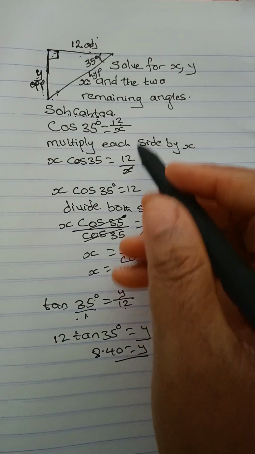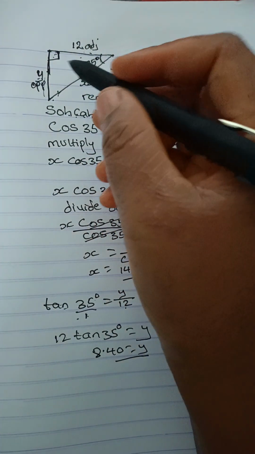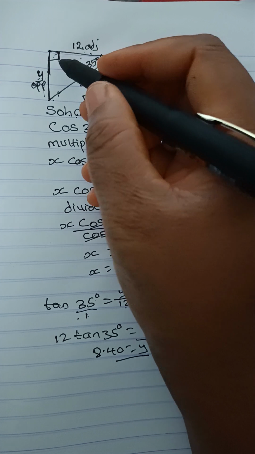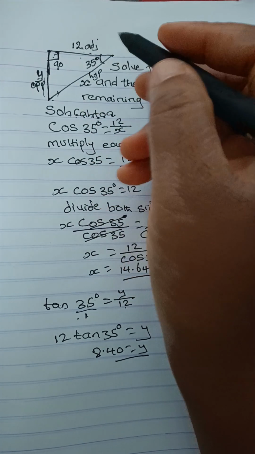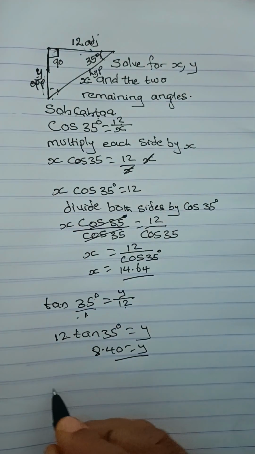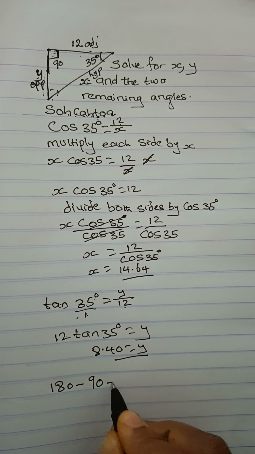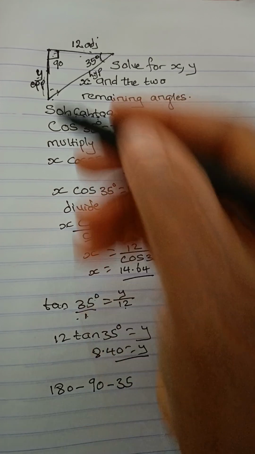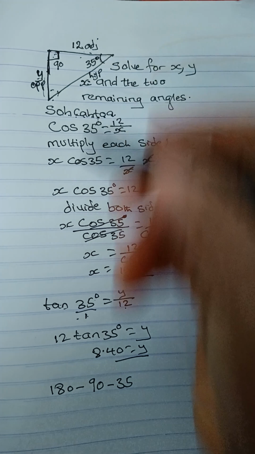So now we found our x and our y. What's left? We know that this angle is always 90, so that is already settled. So this is 90, this is 35. How do we find the other angle? We just say 180 minus 90 minus 35.